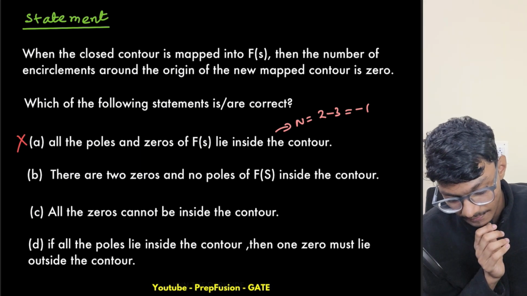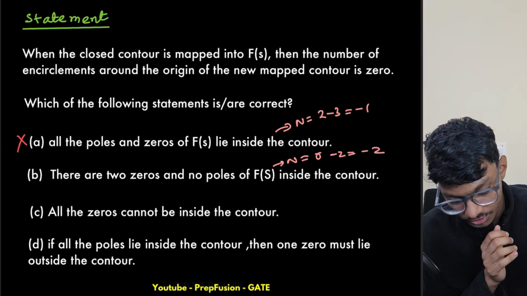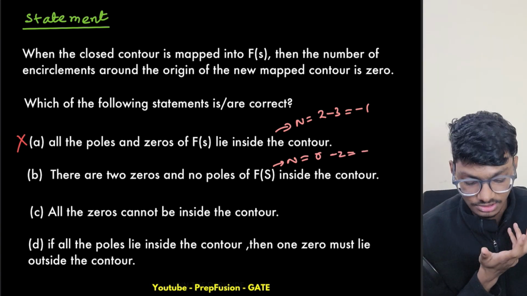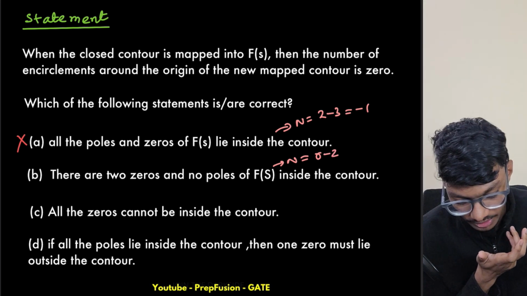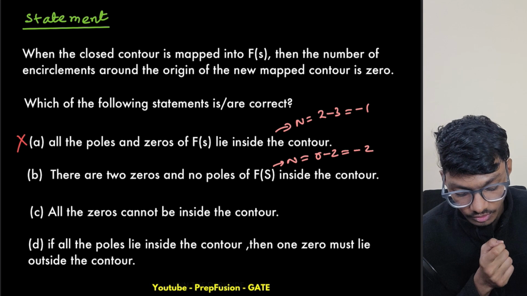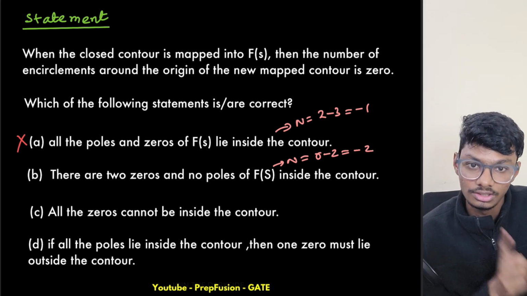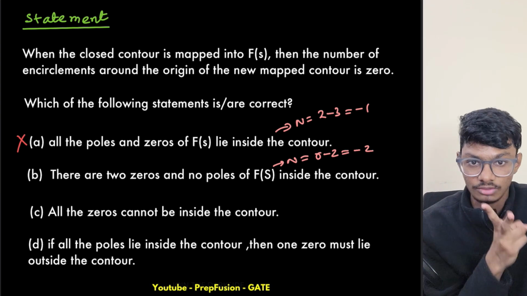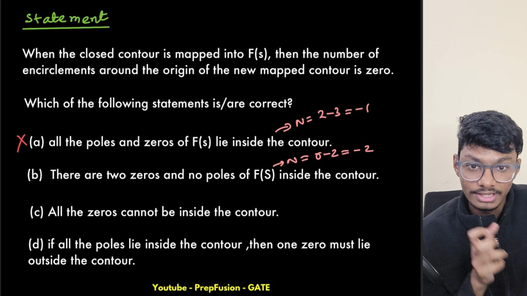N again becomes 0 minus 2, which equals minus 2. This is false again because N is 0. We know N is 0. Also, we know there are no encirclements around the origin, and if there are 2 zeros inside the contour, then there will be 2 encirclements around the origin, which is again wrong.